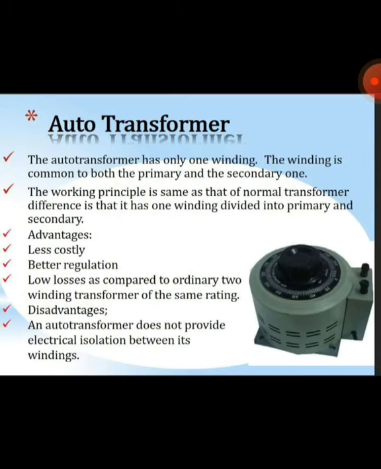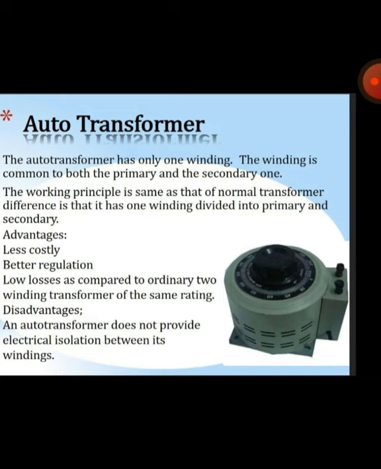Autotransformer. Autotransformer has only one winding. The winding is common to both the primary and the secondary. The working principle is the same as the normal transformer. The difference is that it has only one winding divided into primary and secondary. Advantages of autotransformer: less costly, better regulation, low losses as compared to an ordinary two-winding transformer of the same rating.